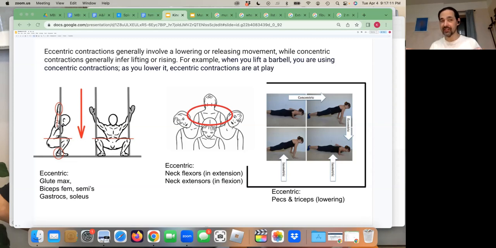So now let's look at the quads and the hamstrings. These are the pairs, the quads and the hamstrings. So pushing off, standing up. If you're standing up, which one is shortening? Look at the movement of the knee, the movement of the femur against the knee. Which one is shortening as you stand up?